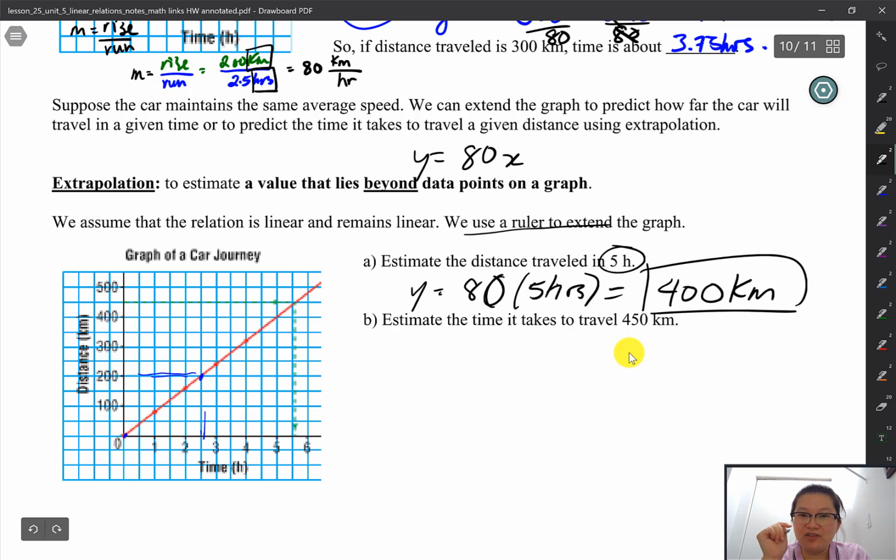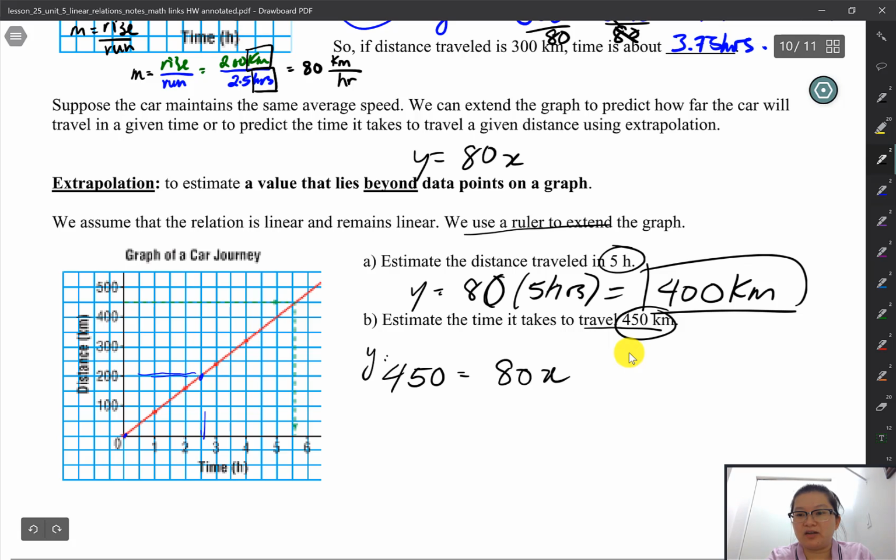And I didn't even have to go to the graph to draw those lines to figure out where it intersects the x and y axes. I just plug it into my equation and I get an answer. That's cool, hey? So let's do the next one. Estimate the time it takes to travel 450 kilometers. This time we're given a distance, so we plug it into y. So I have 450 equals y, and this is equal to 80x.